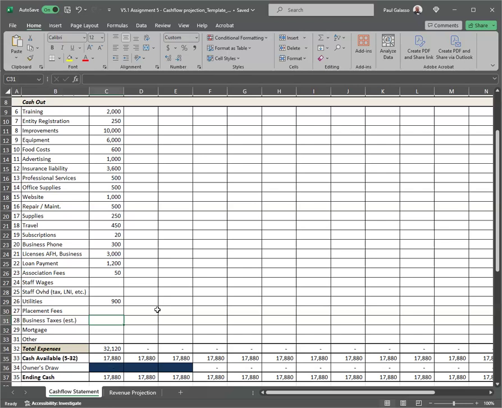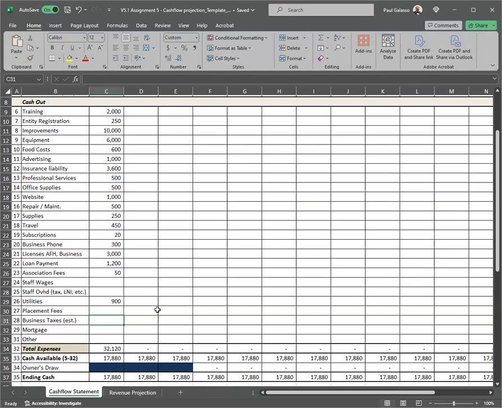Next is business taxes or estimating. This is the amount of money that you're going to have to pay at the end of the year if you show a profit. All right, because you're going to take all of your income, you're going to deduct all of your expenses, and that will be the total amount of income that you have, and then you will be paying income tax on that amount.